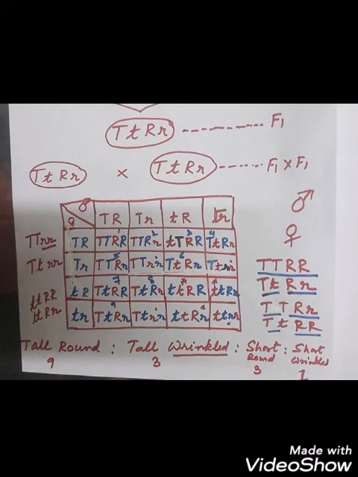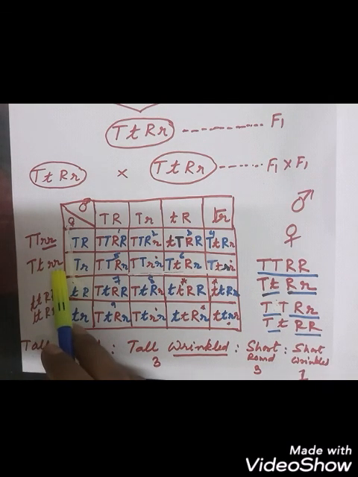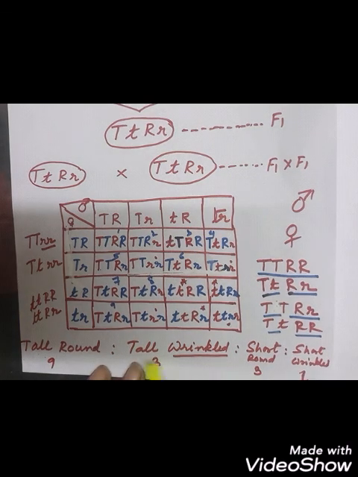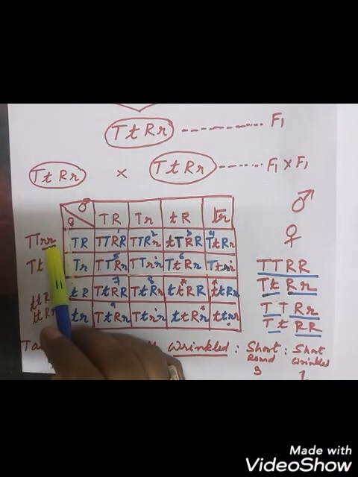So for the dominant characteristic feature we have got what? 9 tall round. Next we want to find out tall wrinkled. So for tall wrinkled, remember it will be capital T, small r, or capital T, small r. Wrinkled is recessive, so it should be present in homozygous stage, that is double r in small. So this you can see capital T and small r, or like this way it will come.